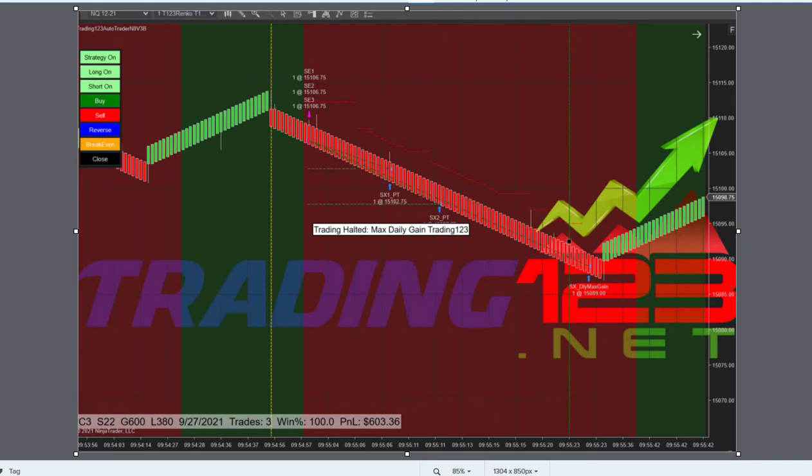So that's today's trades. 3 trades on NQ, and that's the way they worked. And we showed our settings to show you that it's not that complicated to use the software.